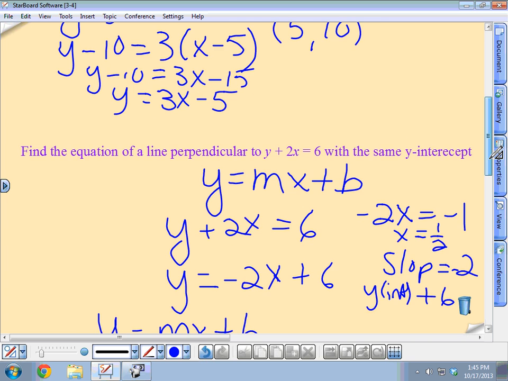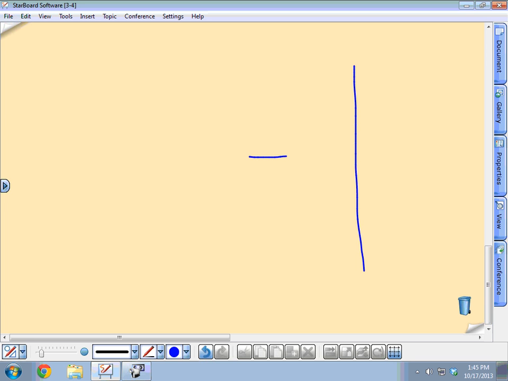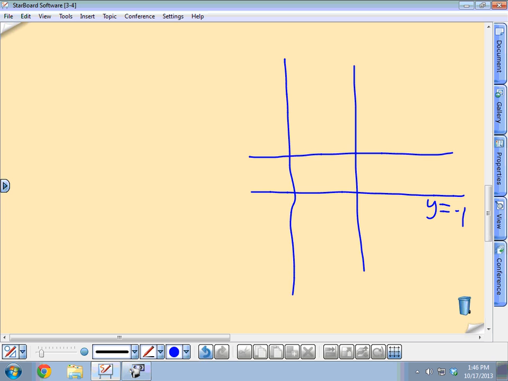X looks like this. Oh, you're right. Y. Wait, this one was x equals -5. I had that one.